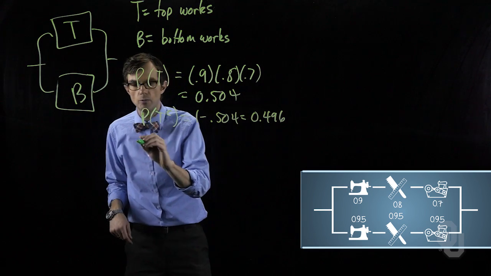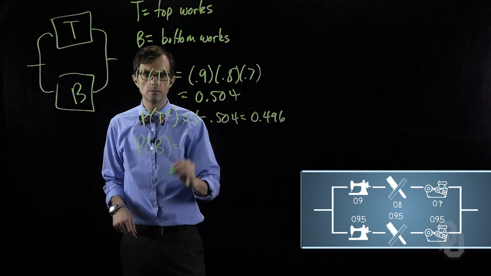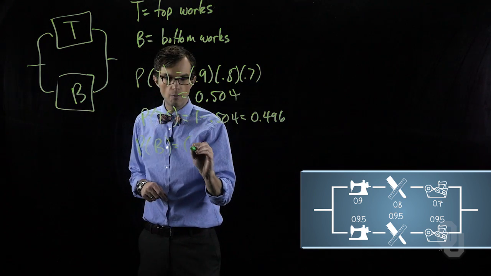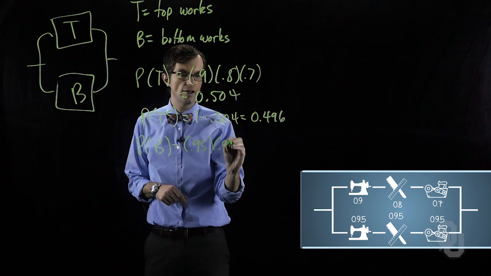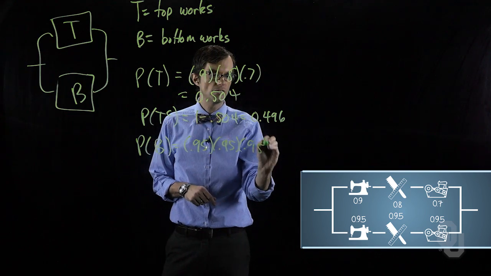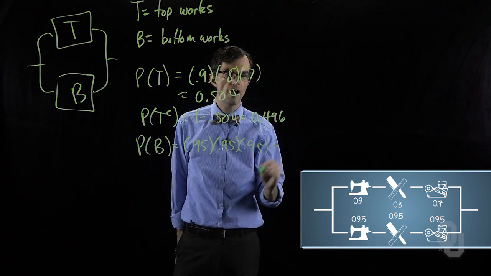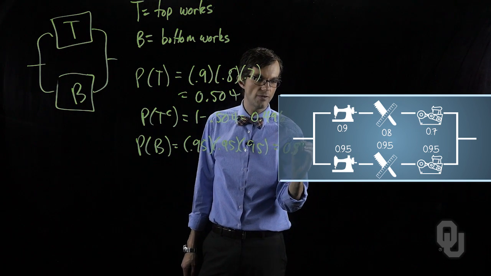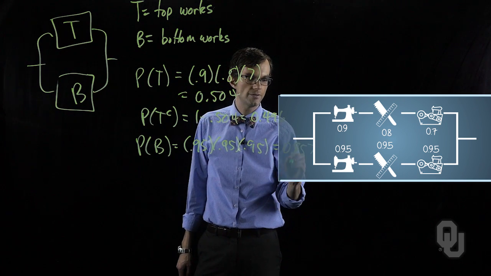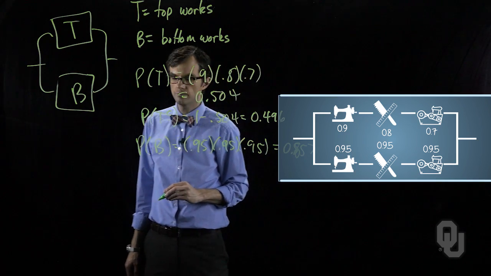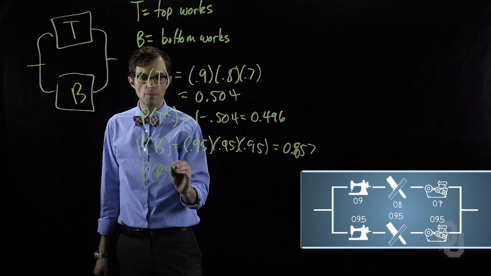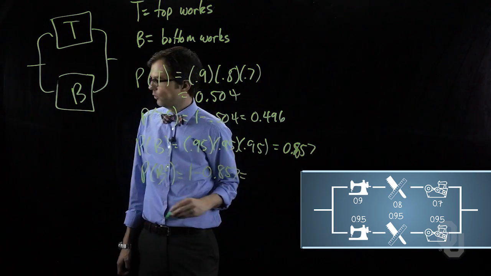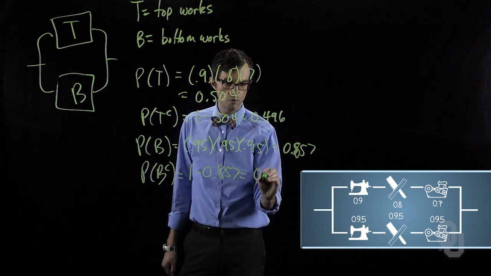Now let's find what's the probability that the bottom works. The probability that the bottom works is 0.95 times 0.95 times 0.95. Each one of those has the probability of working of 0.95. That, if we work that out, is 0.857. So the probability of B complement would be 1 minus 0.857, which is 0.143.